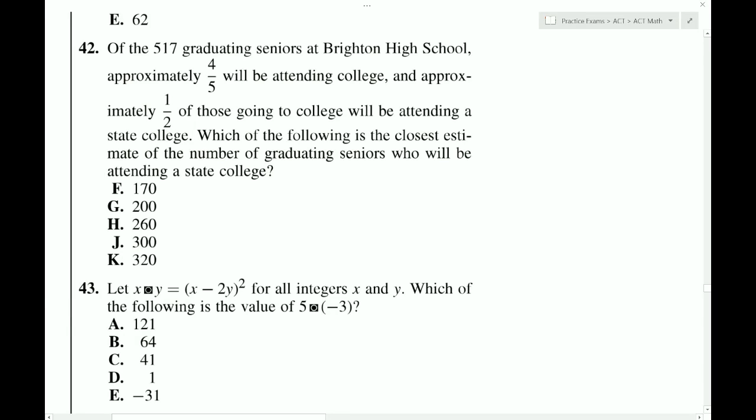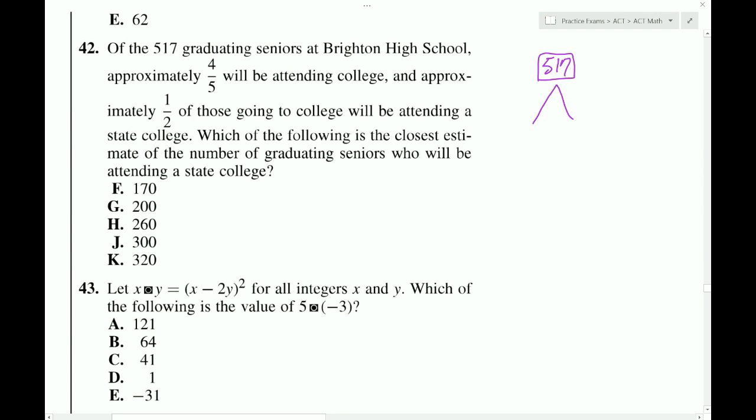Okay, 42. Of the 517 graduating seniors at Brighton High School, approximately 4/5 will be attending college, and approximately half of those going to college will be attending a state college. Which of the following is the closest estimate of the number of graduating seniors who will be attending a state college? Okay, so let's start with the little tree here, and our total that we're dealing with here is 517.